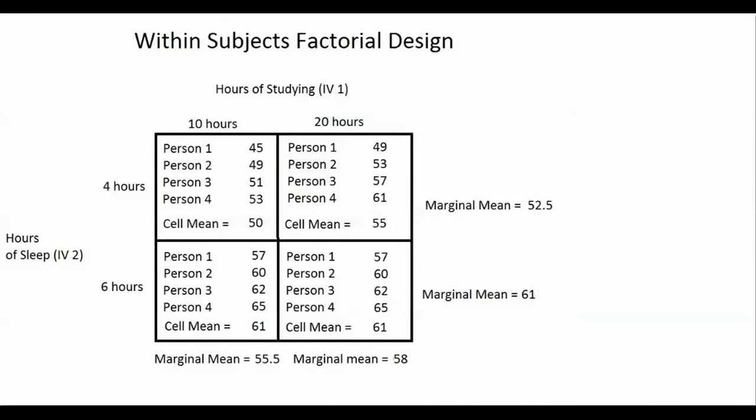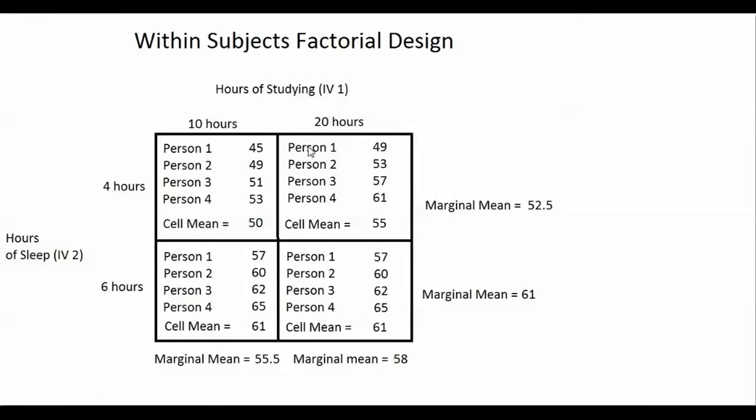Another type of factorial design is a within subjects factorial design. In a within subjects factorial design, each participant goes through all of the cells of the experiment. So notice how I put person 1, person 2, person 3, person 4 into each of the cells. What I'm trying to show you is that the same group of 4 people is inside each of these 4 cells.